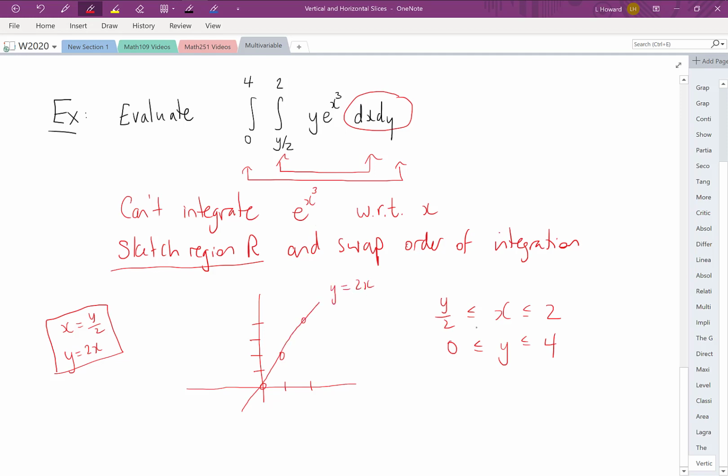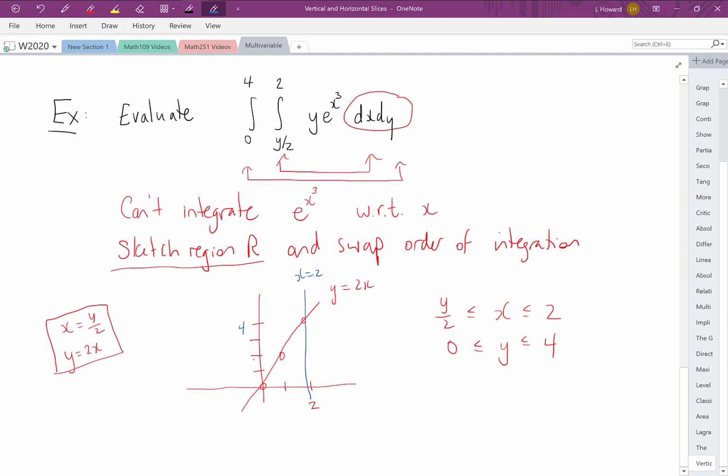Okay, and we're saying that these horizontal slices are going from that line over to x equal 2. So x equal 2 is going to be an important line to have on here. x equal 2 is just a vertical line, so I'll draw that in blue. Here's our x equal 2. And then let's think about what y values we're capturing in this region. So we're going from 0 to 4. Okay, so let's put a y value on there.